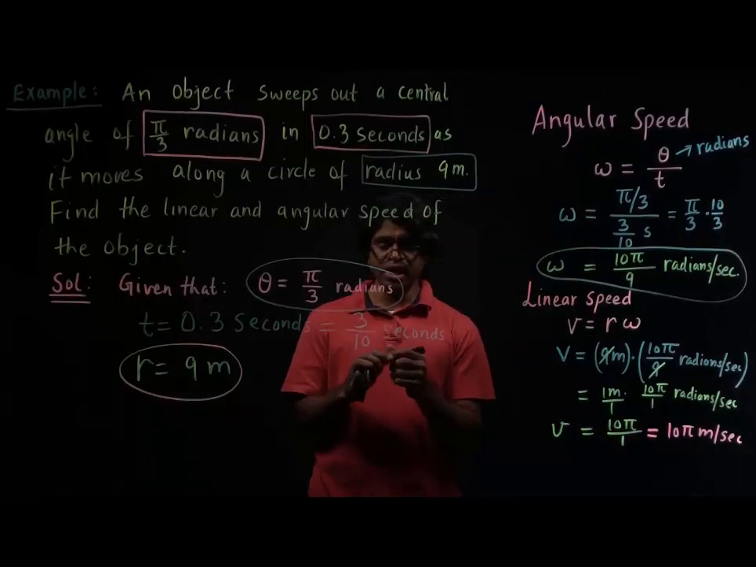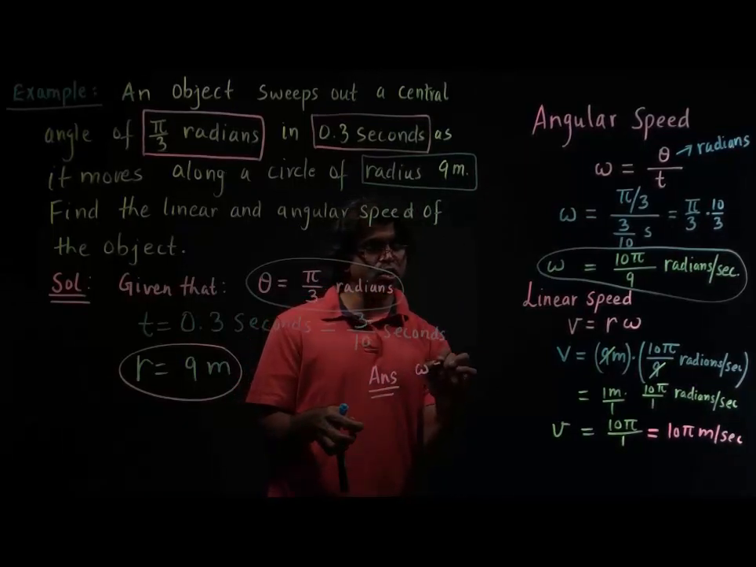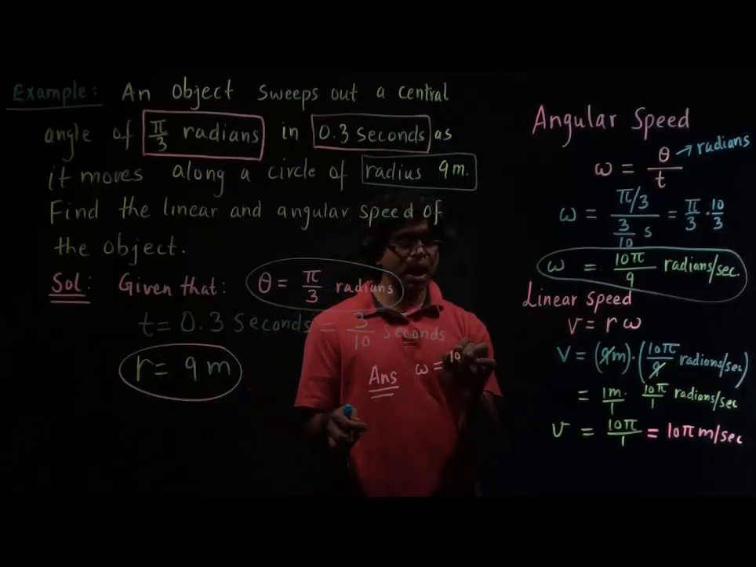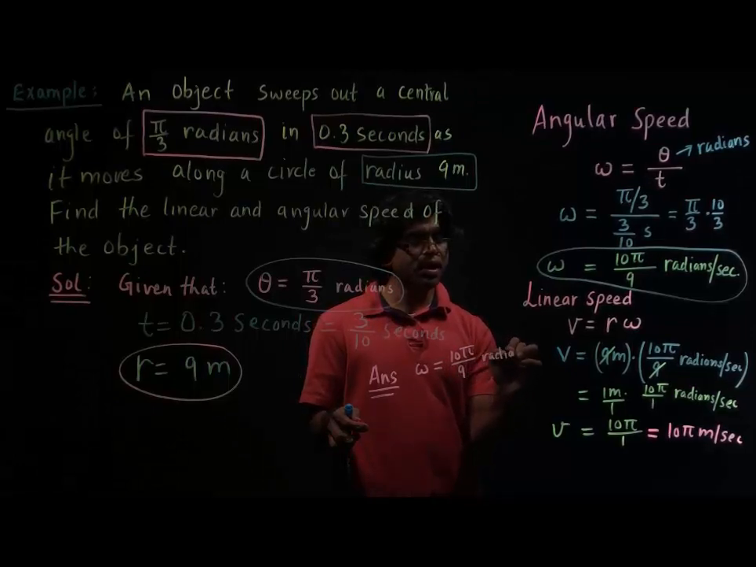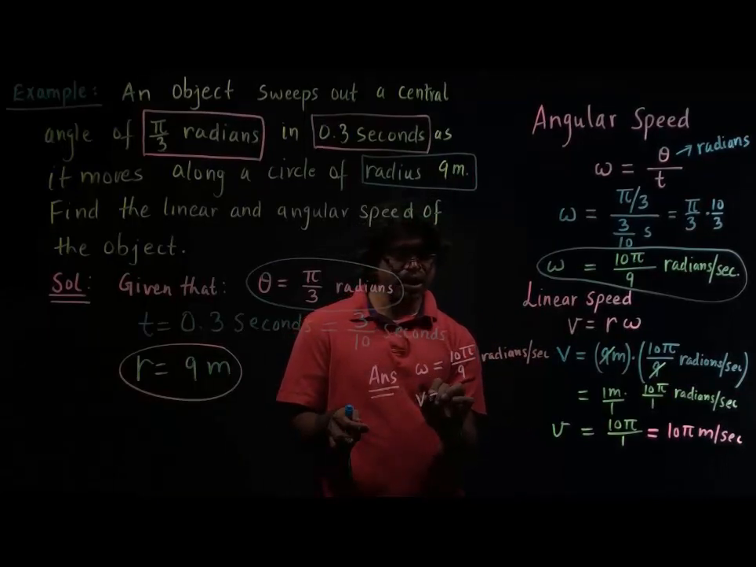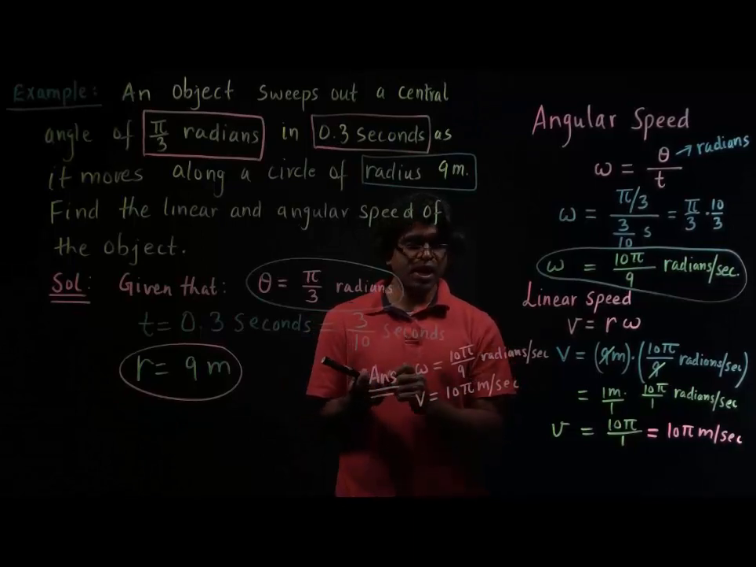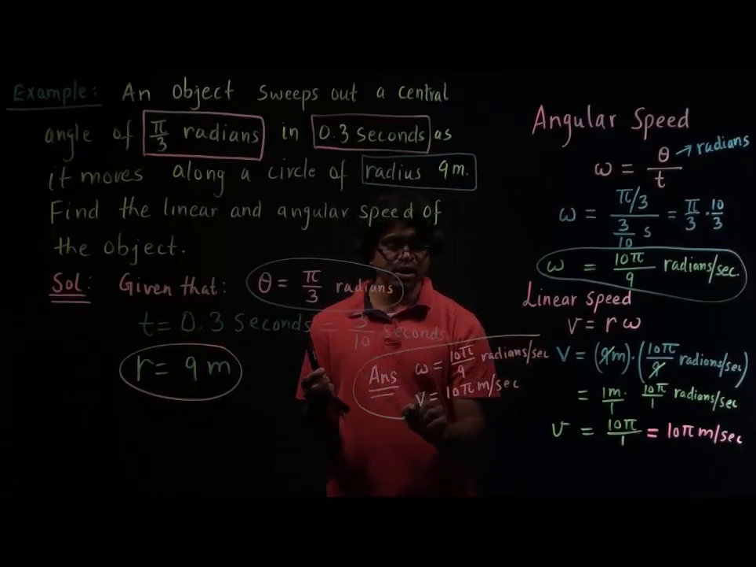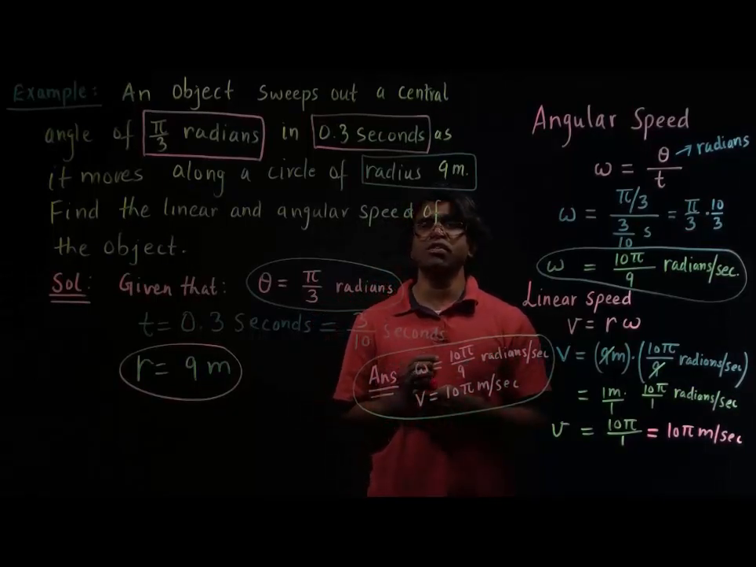So my answer is: my angular speed omega is 10 pi over 9 radians per second, and my linear speed v is equal to 10 pi meters per second. And this is what we had to find in this question. And this is how we will solve a question based on linear and angular speed.